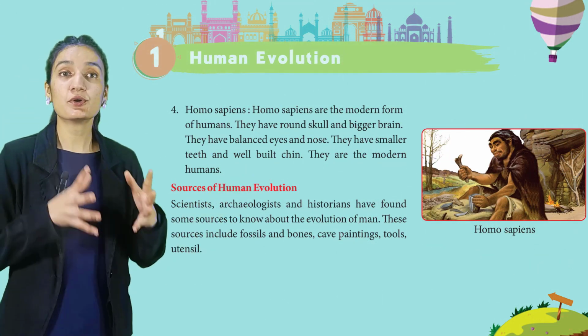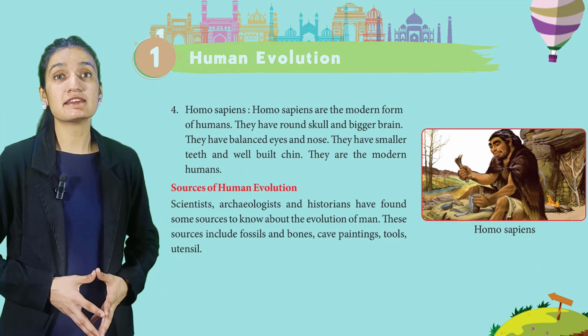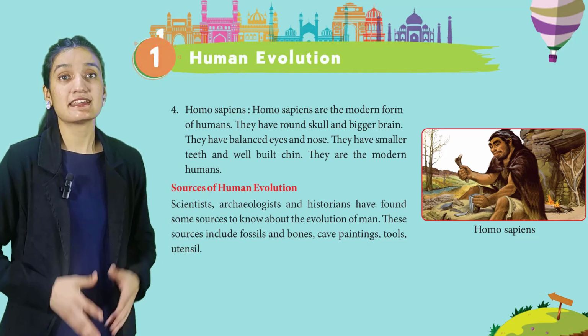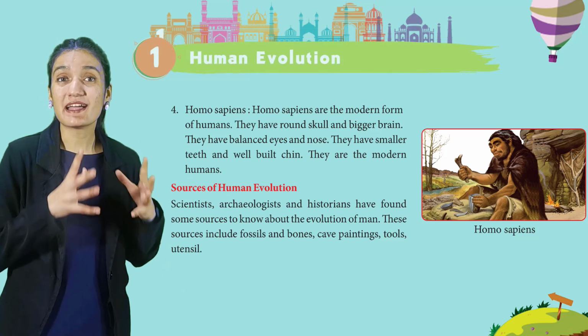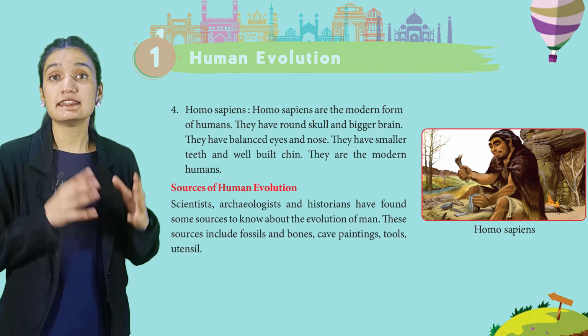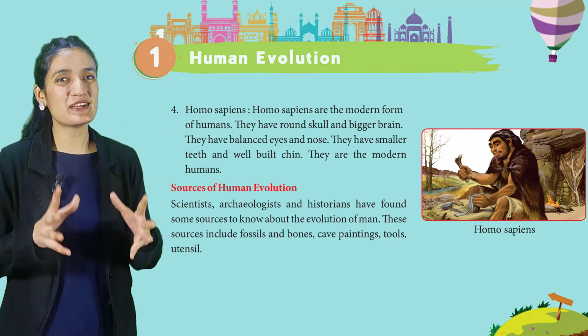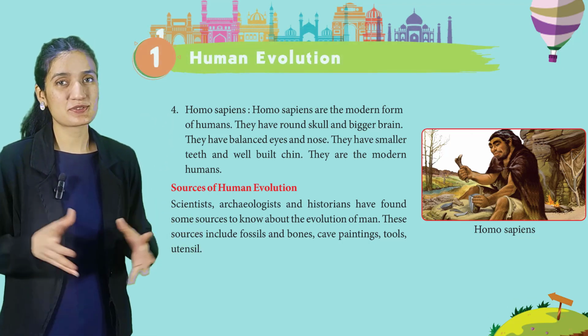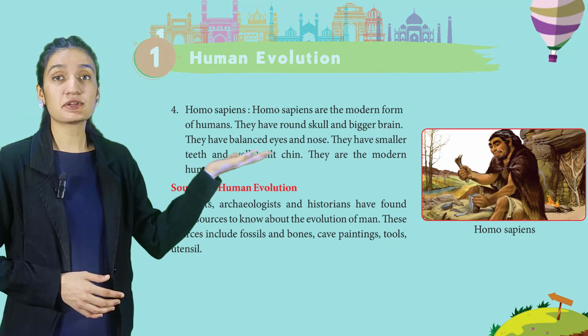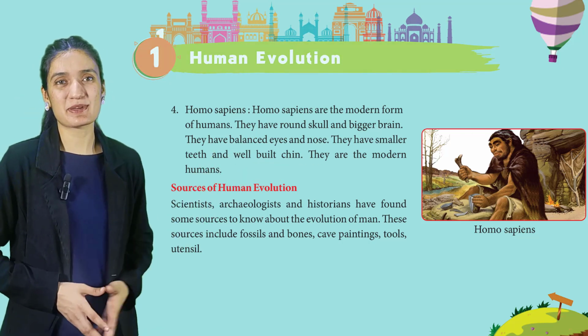Now fourth, Homo sapiens. Homo sapiens are the modern form of humans. They have round skull and bigger brain. They have balanced eyes and nose. They have smaller teeth and well-built chin. They are the modern humans. So students, do you understand? Here you can see the picture of Homo sapiens.